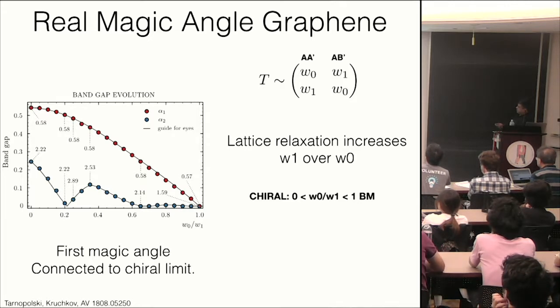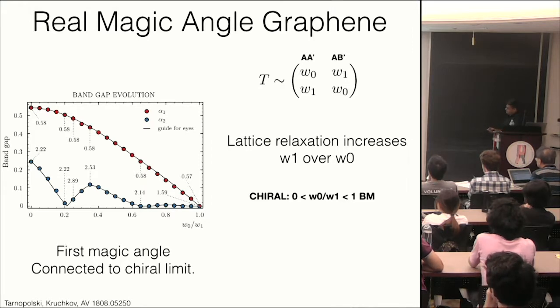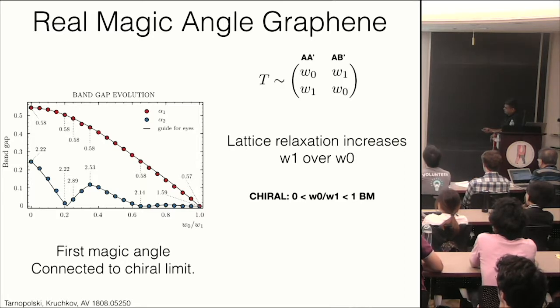Okay, so let's get back to how good this model is, this chiral model, for a real system where you have both of these couplings, both the AA and the AB coupling. So this is a plot of, let's say, the band gap to this isolated band near the magic angle as a function of the ratio of this coupling. It's maximum when there is no AA coupling. And then as you go to this limit of equal strength, this McDonald model, that band gap closes.